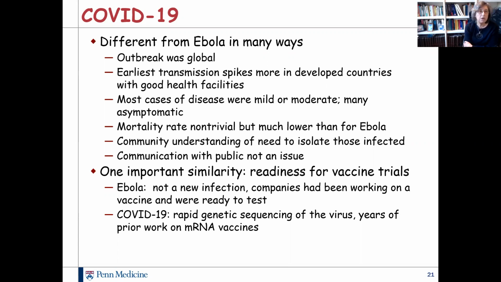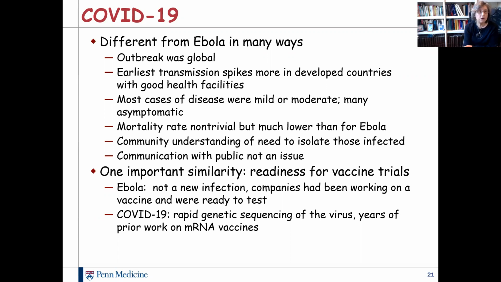There was a community recognition that people needed to be isolated. We didn't have to deal with cultural problems like we did with Ebola. There were no difficulties in communicating with the public. Everybody has TVs, everybody has phones. That was not the case in Africa, and it was often difficult to communicate with people in rural communities there. But one important similarity was the readiness for vaccine trials.